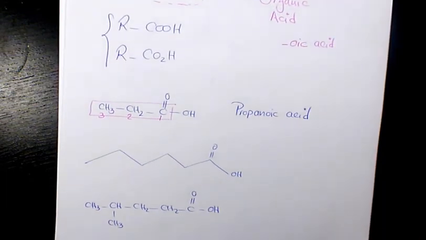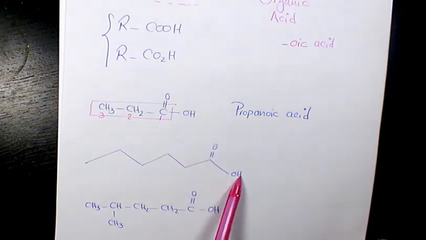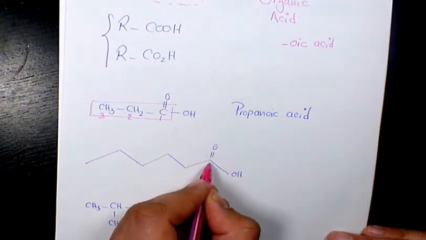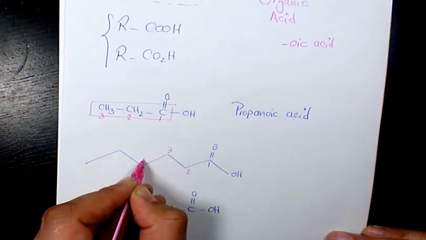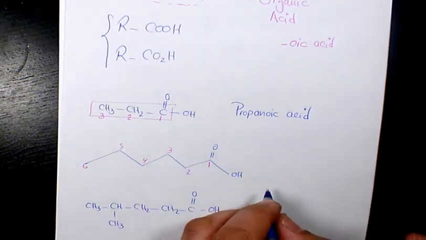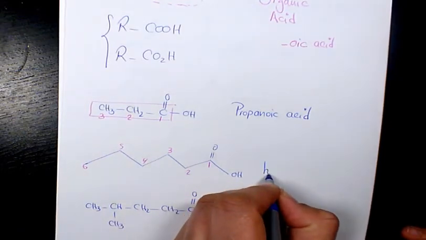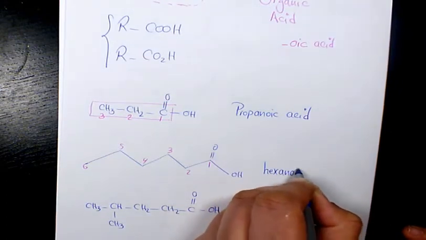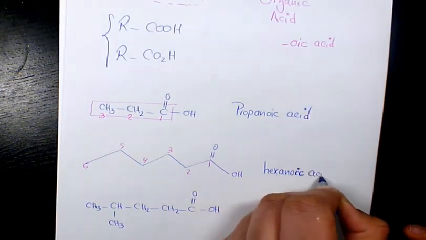Next one, we have another acid. As you see here, we have a double bond with oxygen and a hydroxy group. So we need to start numbering from this side. 1, 2, 3, 4, 5, and 6. It means that we are dealing with hexanoic acid.